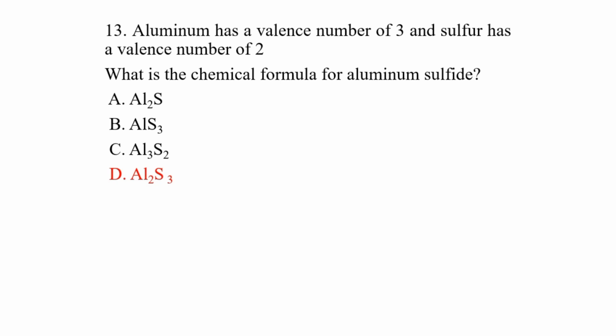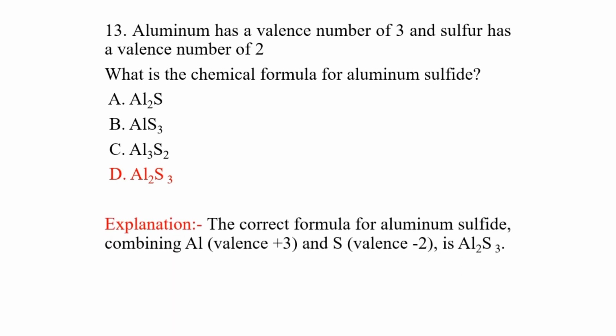The answer is Al2S3. The correct formula for aluminum sulfide, combining aluminum with valence plus 3 and sulfur with valence minus 2, is Al2S3.